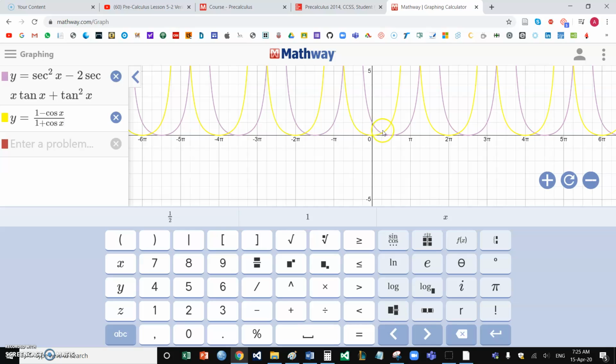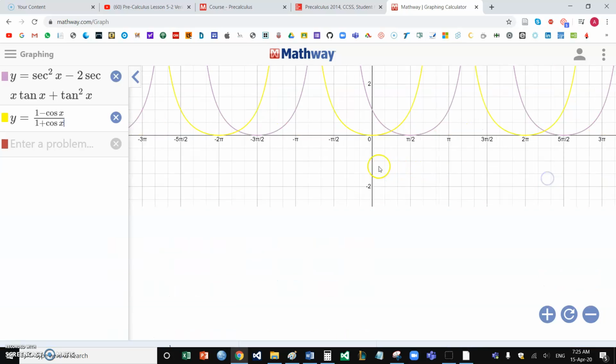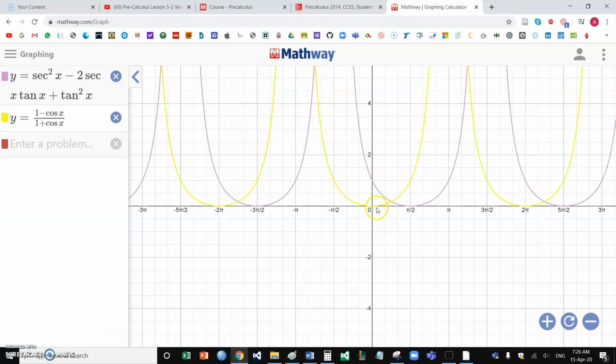As we can see, these graphs do not coincide, which says that we don't have an identity. So let's pick a value for which the two graphs do not intersect. The easiest value would be 0. For the first graph, when x is 0, the value will be 1, and for the other one, when x is 0, the value will be 0. But let's verify that.